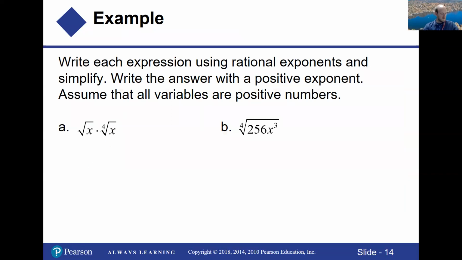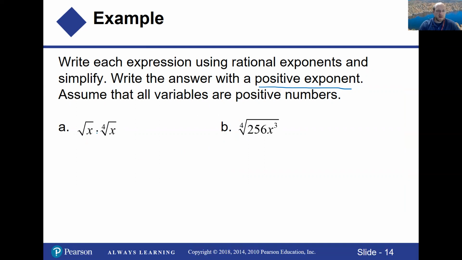All right, let's do some examples. Write each expression using rational exponents and then simplify. We want the answers to have a positive exponent. And just to eliminate absolute values or anything like that, we assume that all the variables are positive numbers, to also eliminate different cases where we might not have an actual real number answer.